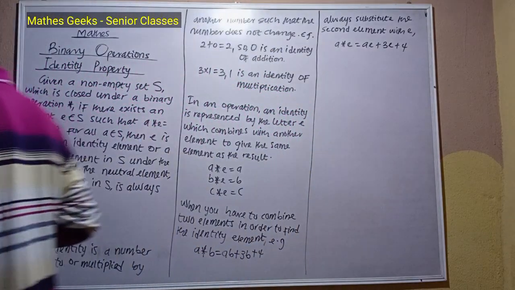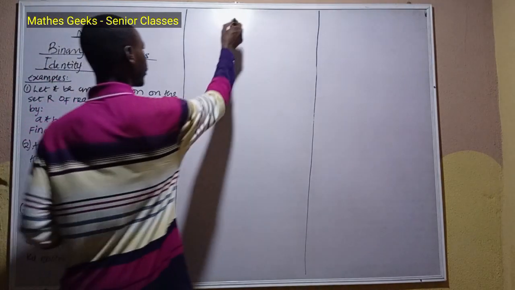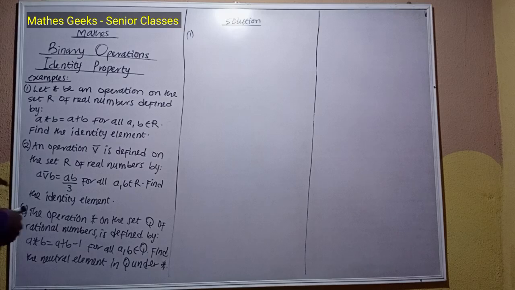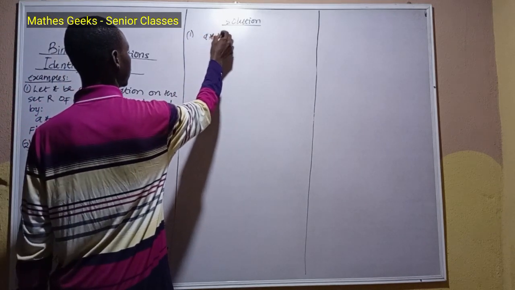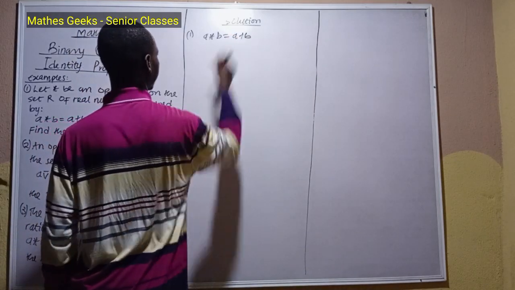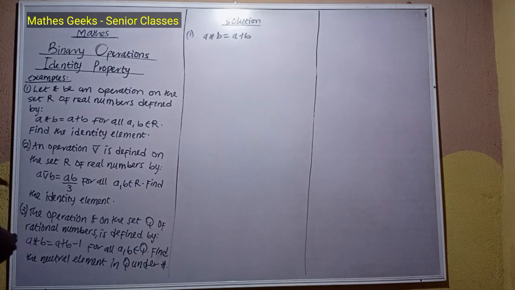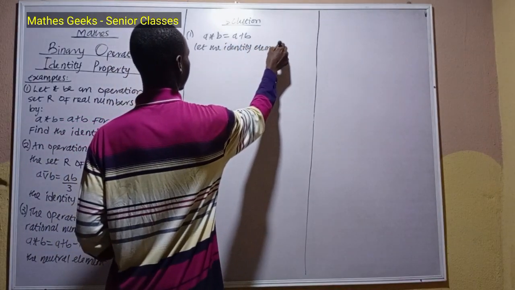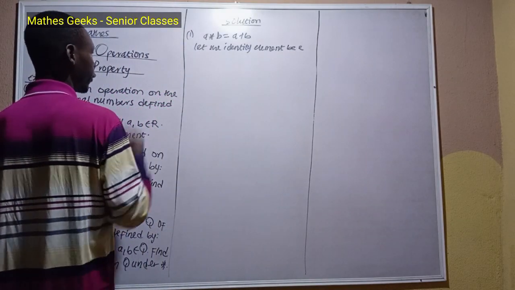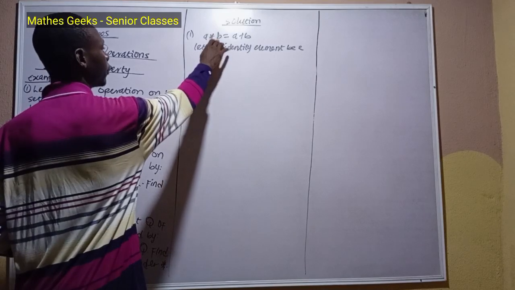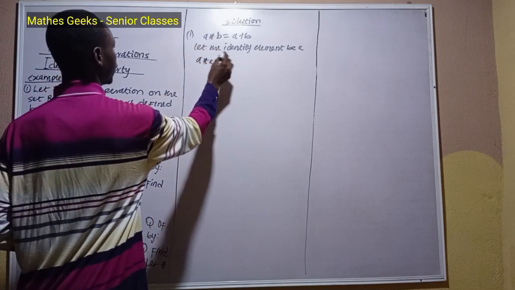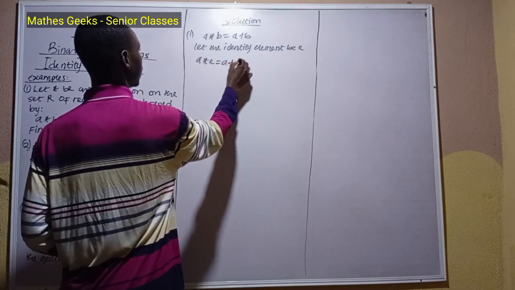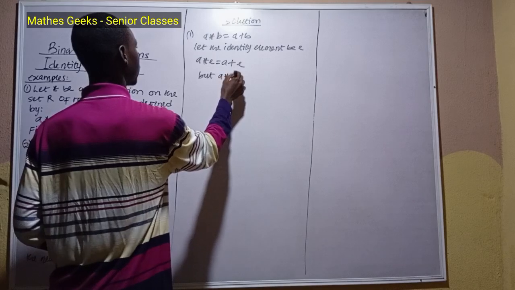So let's take some examples. Let star be an operation on the set R of real numbers defined by A star B equals A plus B. Find the identity element. Let the identity element be E. Now our rule: if we must get the identity element, then we must substitute the second element here with E. So it was A star E. Our A is A, our B is now E. So A plus E.